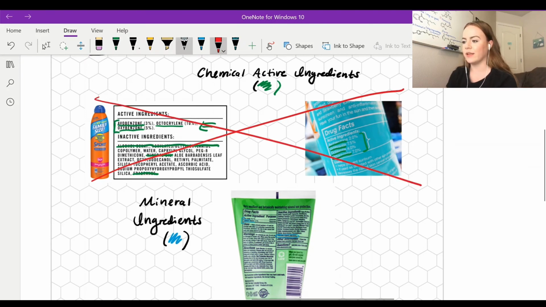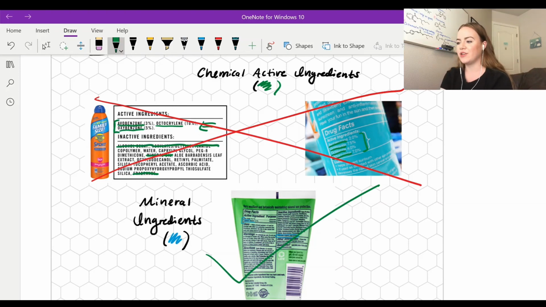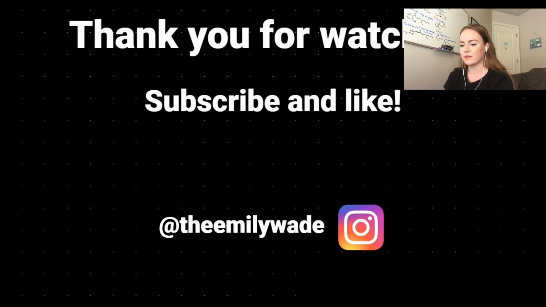Overall, we want to avoid these chemical sunscreens and use mineral active ingredient sunscreen. So I'm going to cross out these chemical sunscreens on the top because this is what we do not want to use in case you're confused. I'm going to do a green check over the mineral ingredients because this is what we do want to use.